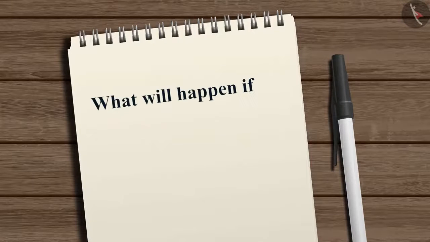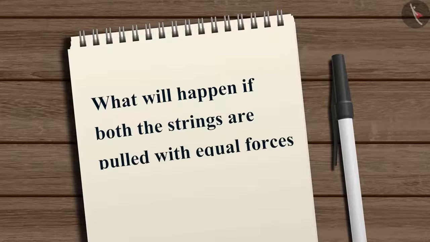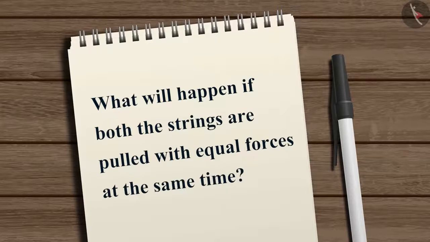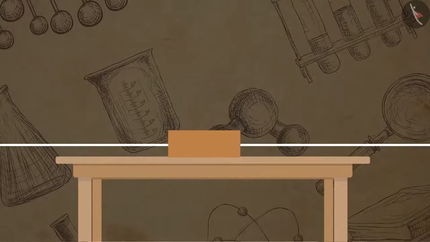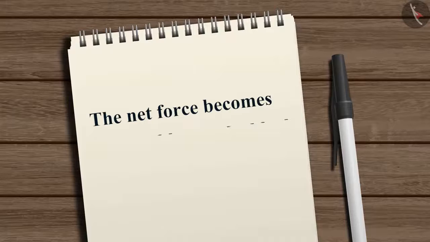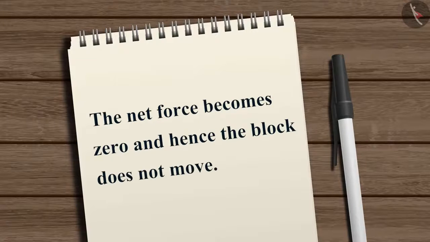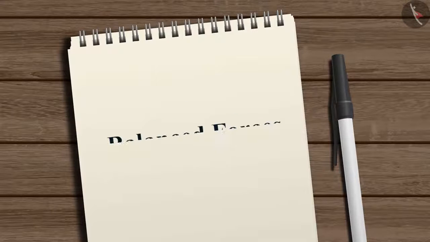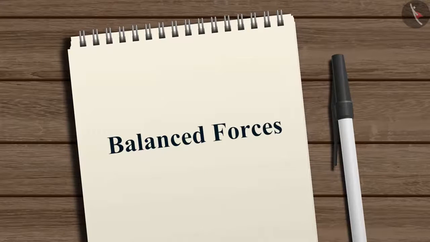But what do you think will happen if both the strings are pulled with equal forces at the same time? Think about it. That is correct. The block will not move to either side, since the block is pulled in two opposite directions with equal forces at the same time. The net force becomes zero, and hence the block does not move. Such forces are called balanced forces. Here, no change in the state of rest is observed.